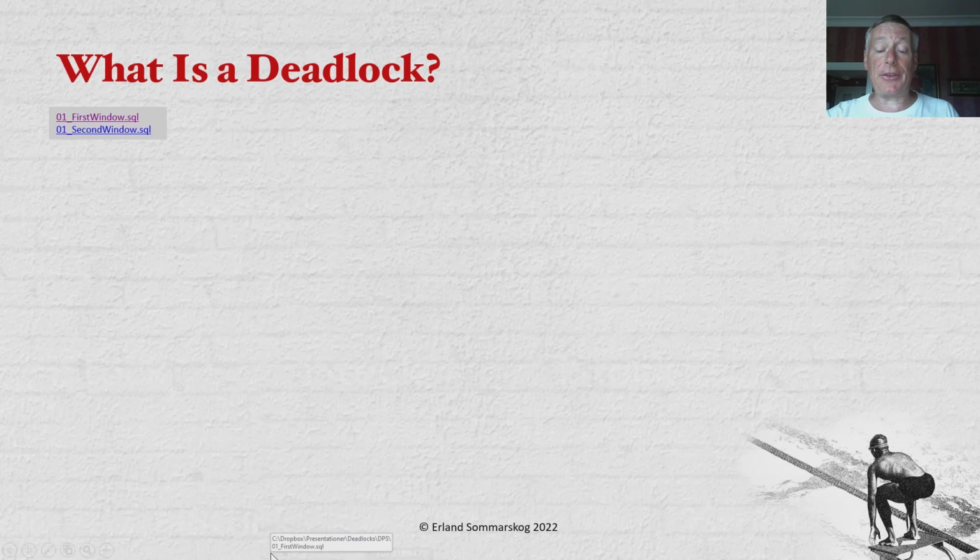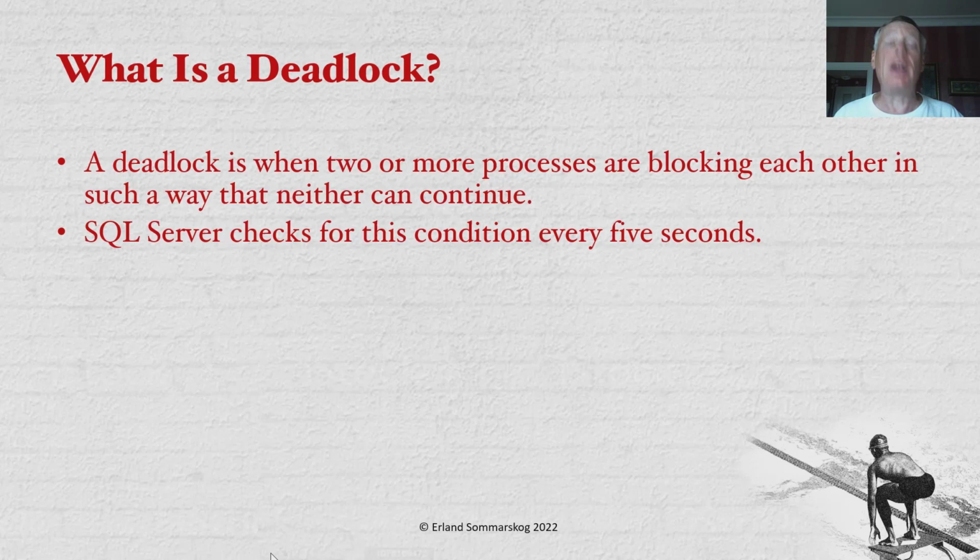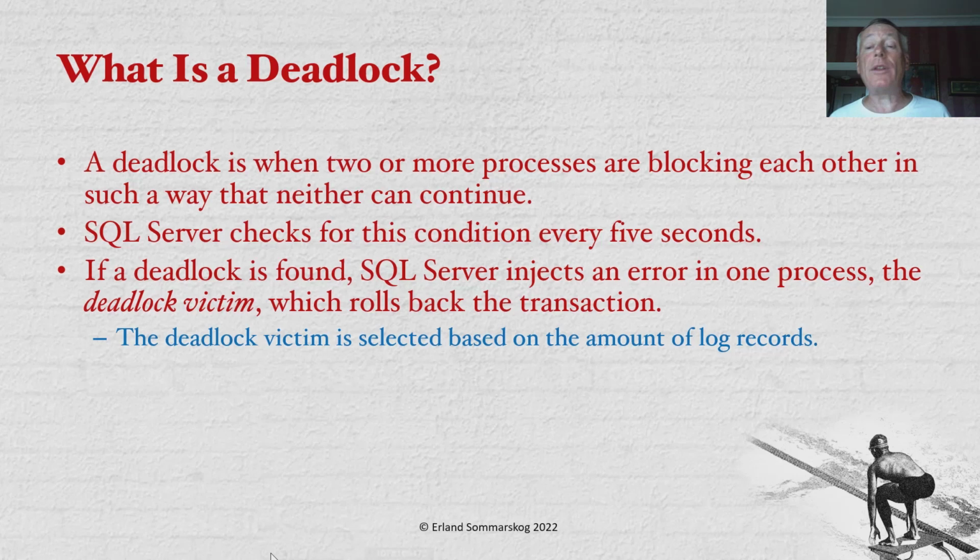So, to summarize, a deadlock is when you have two or more processes blocking each other in such a way that none of them can continue. And SQL Server checks for this condition by default every 5 seconds. But if there are plenty of deadlocks, it might increase that frequency and check for deadlocks more often. Now, what happens if a deadlock is found? SQL Server injects an error to one of the processes, which is selected as the deadlock victim, and that will roll back the transaction for that process.